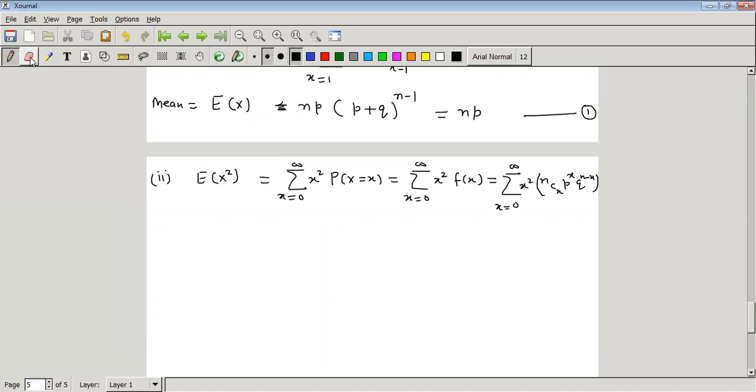And it is only for 0 to n, not for infinity, but only for 0 to n. For other values of x, it is 0.